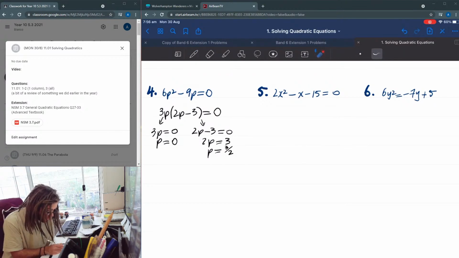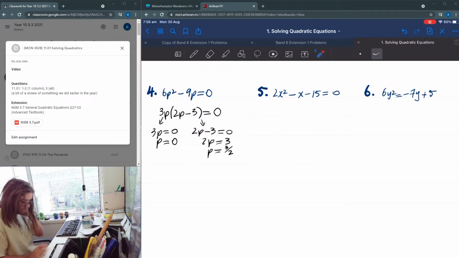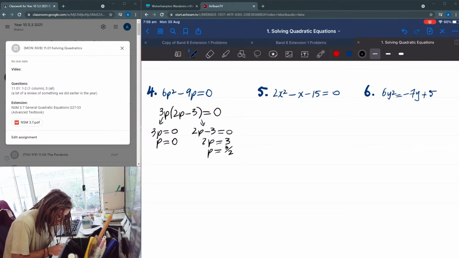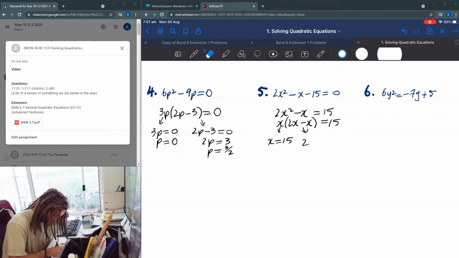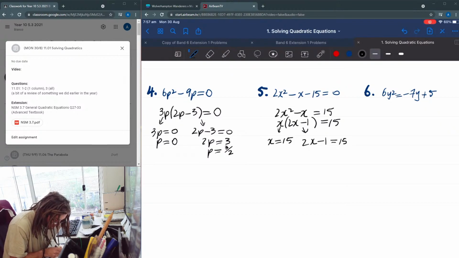Now, if I'm looking at something like this, a common mistake is to do this. Go 2x squared minus x, and then I'll move the 15 over, and then look, I can factorize. So I'll take an x outside of 2x minus x, and that's equal to 15. And then I go, okay, that means x is equal to 15. That means, oh, what have I done here? That's meant to be a 1. That means 2x minus 1 equals 15. That means 2x equals 16. That means x equals 8.